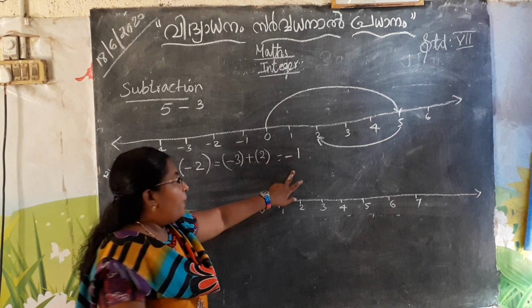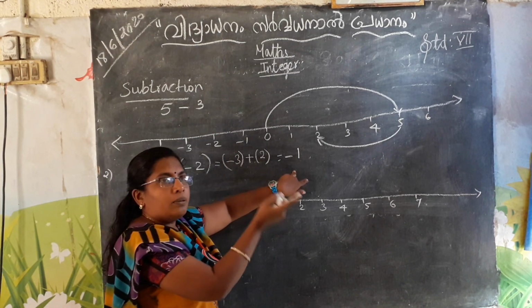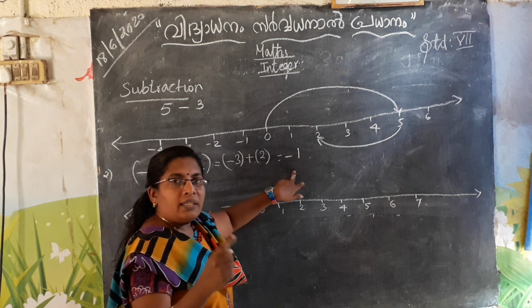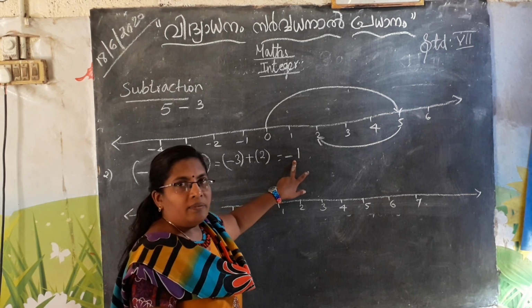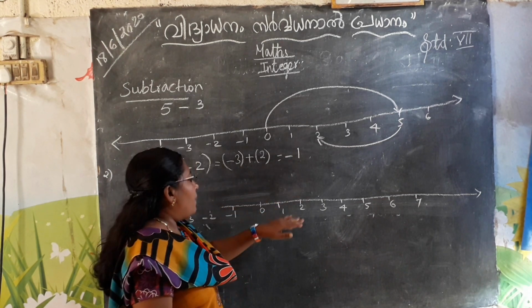Then subtract that number. 3 minus 2. What is the answer? 3 minus 2 is 1. So the answer is minus 1. Understand? In the number line, how to write?